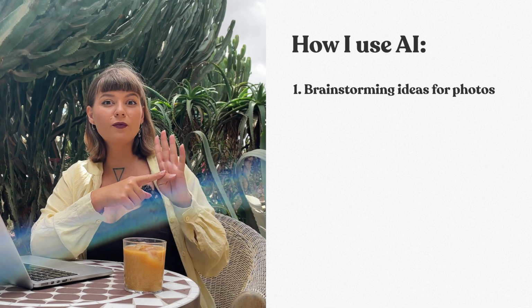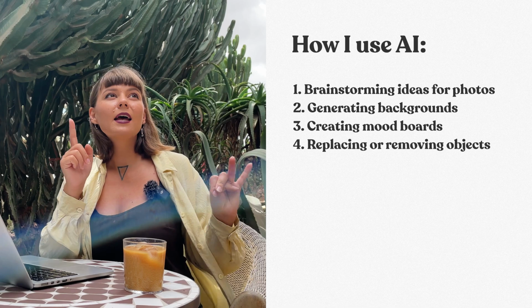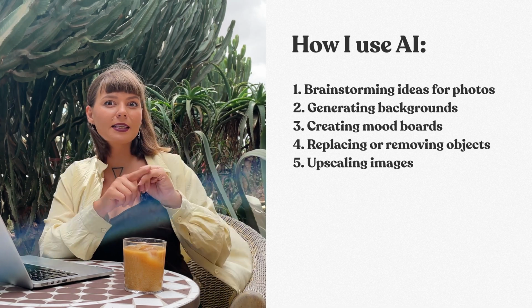Here are all of the ways I use AI tools for my product photography. Brainstorming ideas and concepts for photos, generating backgrounds, creating mood boards, replacing or removing objects, and upscaling images. And here are all the tools that I'm using: Midjourney AI, Photoshop, Firefly, Stable Diffusion, and Upscale.media. Let me show you how I use them.